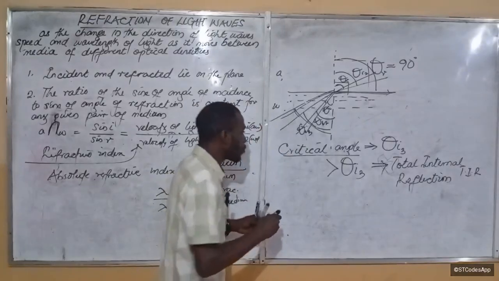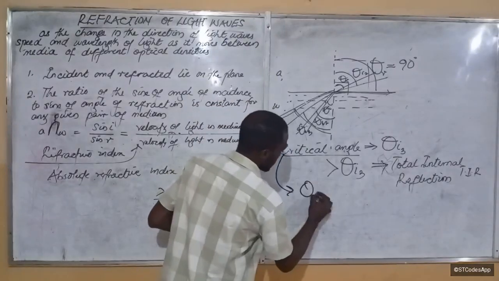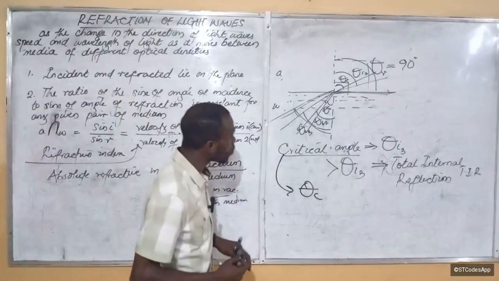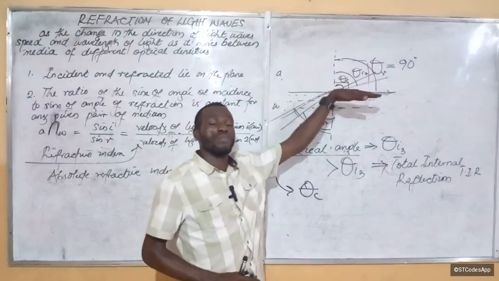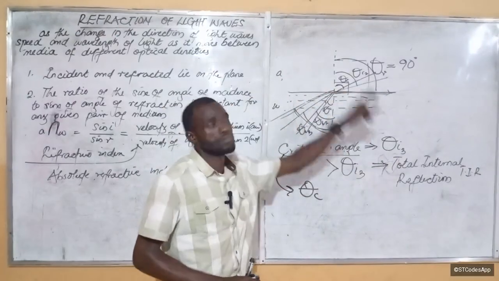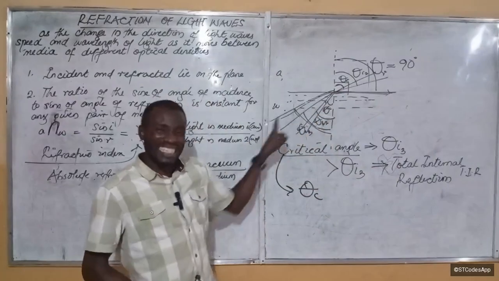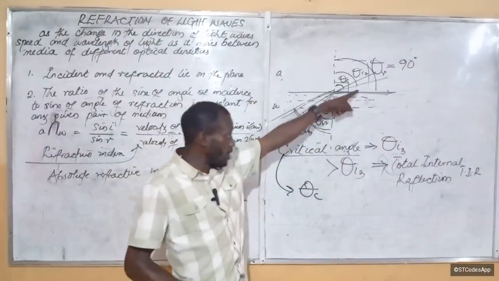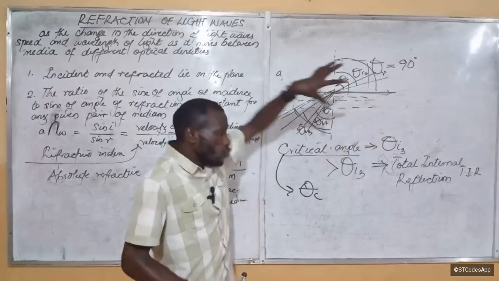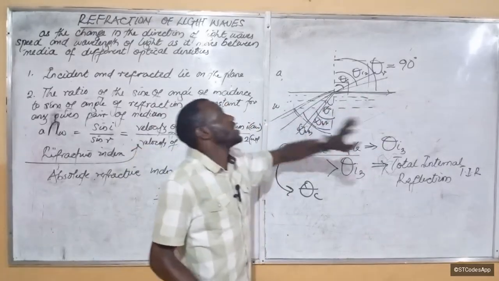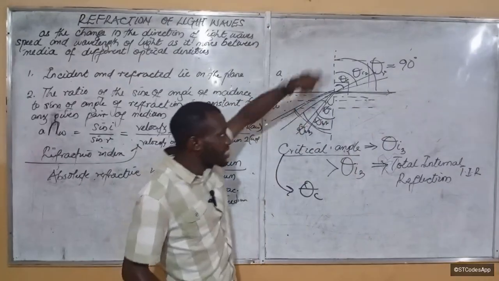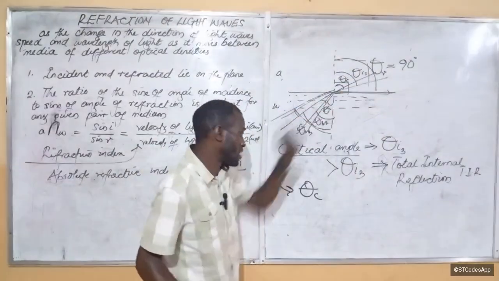The critical angle is given as theta C, that's what we call it. This is the angle where your angle of refraction is exactly equal to 90 degrees, right? That's the angle of incidence where your refracted angle was equal to 90 degrees. Your critical angle, note, is your angle of incidence, not this angle here. It is the angle of incidence that makes your angle of refraction equal to 90 degrees.